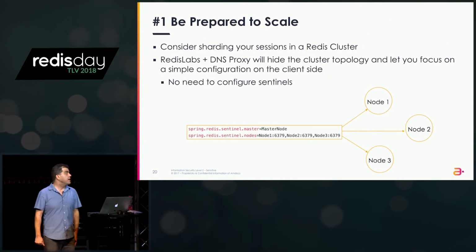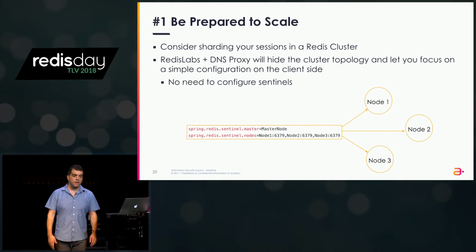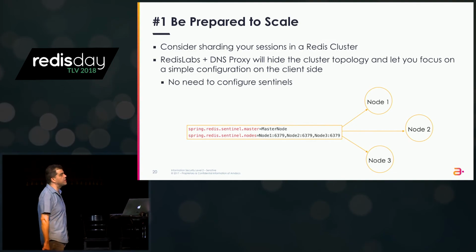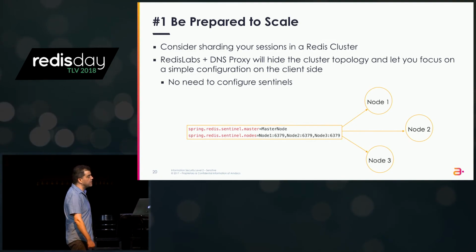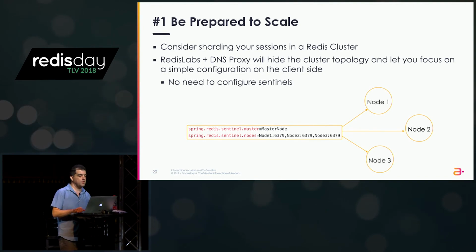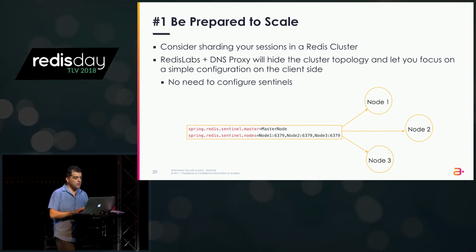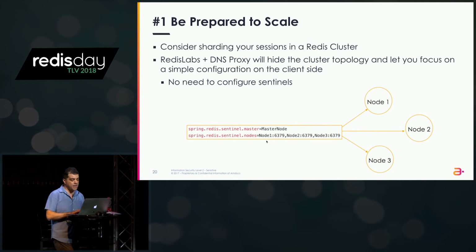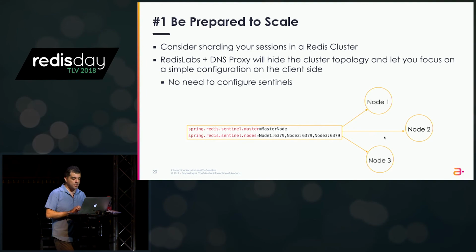If you can, I would encourage you to use sharding, because then as your user base grows, you can grow the cluster very easily. And if you are using sharding, you should probably use the DNS proxy solution in case you're using the enterprise Redis Labs, because then your configuration would be a lot simpler. So as you can see here, without sharding, I need to provide all of the sentinels that are available in my cluster, a list of all the nodes.